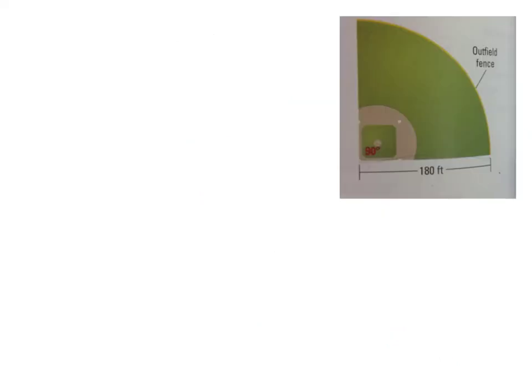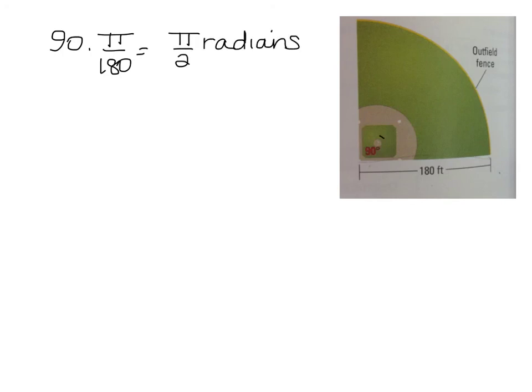So I like the example from the book. I want to know the length of the outfield fence. I also want to find the area of the field. So the first thing I know is that my 90 degrees has to be in radians. So I'm going to multiply by pi over 180, which is going to give me pi over 2 radians. So this central angle is pi over 2 radians.